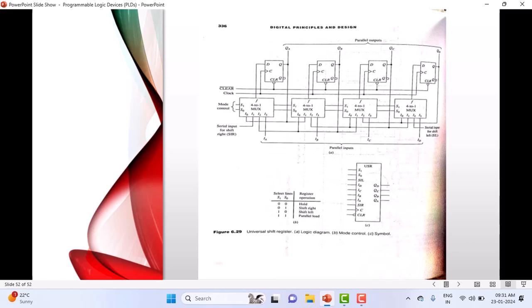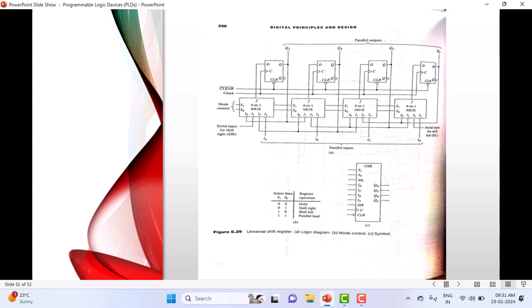To load data parallelly, we have IA, IB, IC, ID. And to do multiple operations, like I told you, serial in serial out, serial in parallel out, for all those things, multiplexers are used. You may ask why multiplexers are required here. A multiplexer is basically a combinational circuit, because we need various options in the shift register. What are the various options? To move data serially, to move data parallelly out, and to accept data parallelly.